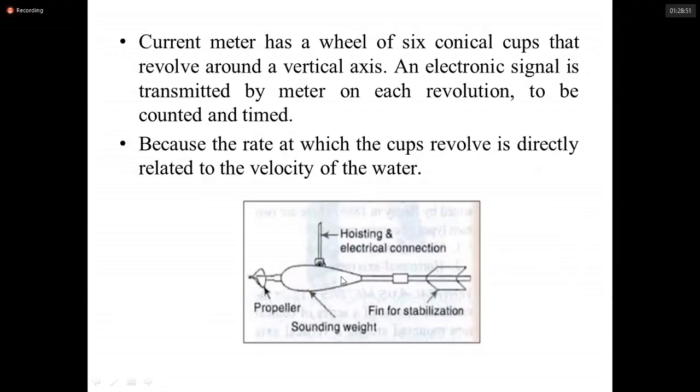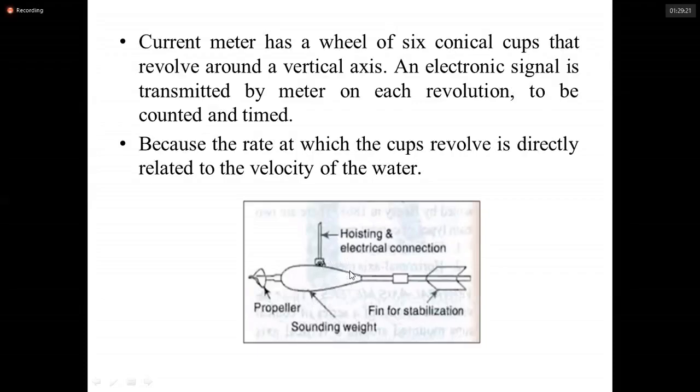Here, this is the sounding weight. If your stream is a shallow stream, there is no need to add this weight. Why? If it's a shallow one, the depth is very low, so you can directly insert this current meter.